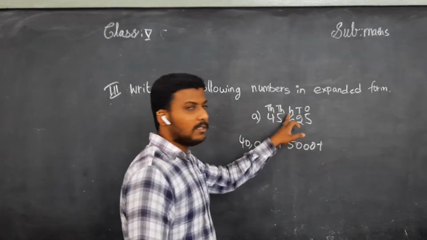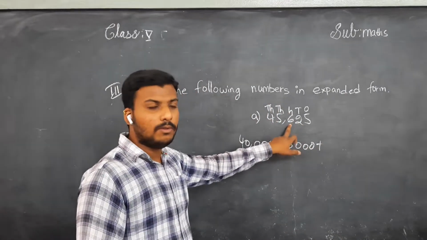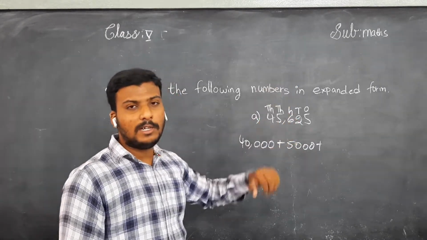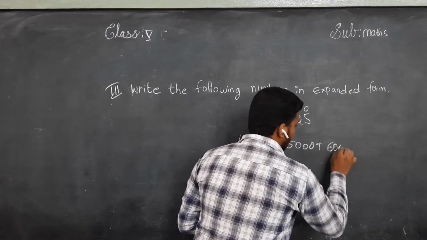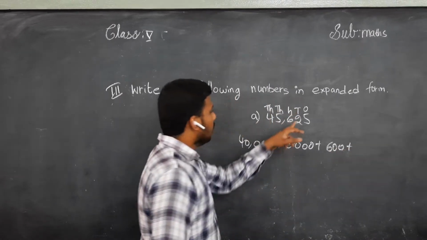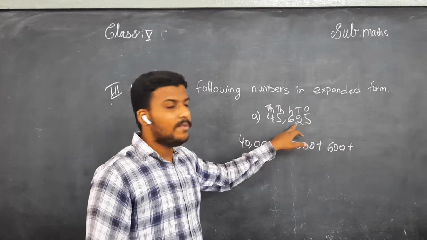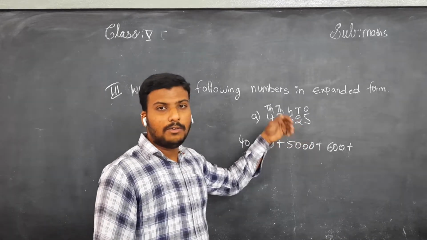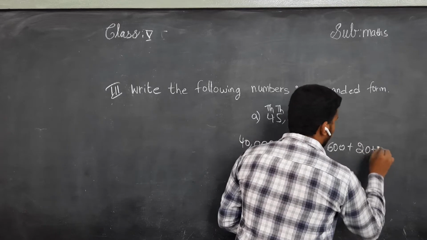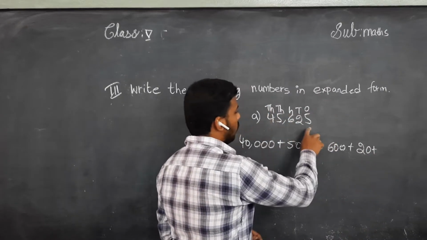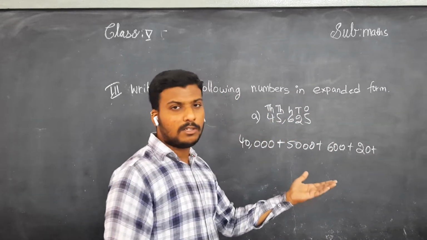Next, in the place of hundreds we have the value 6. 6 into 100, how much? 600. 6 into 100, 600. Then in the place of tens we have the value 2. 2 into 10, how much? 20. Next, in the place of ones we have the value 5. 5 into 1, how much? 5.